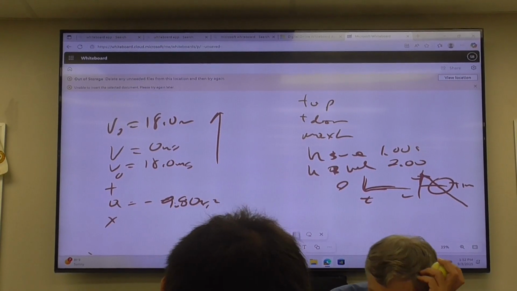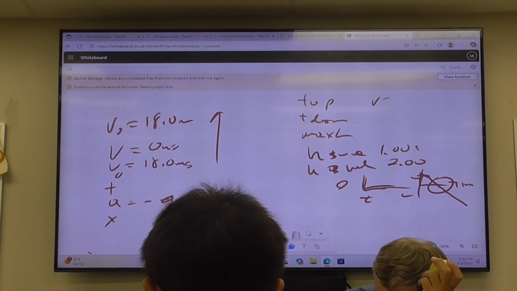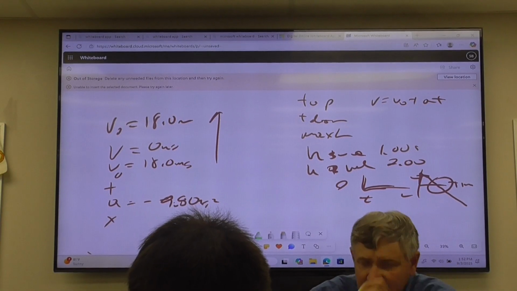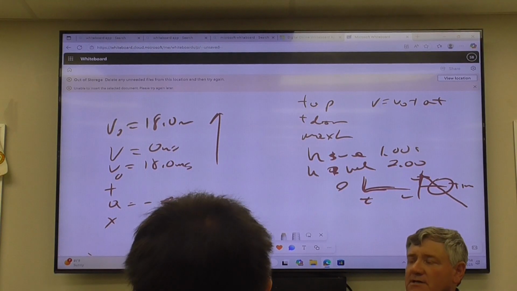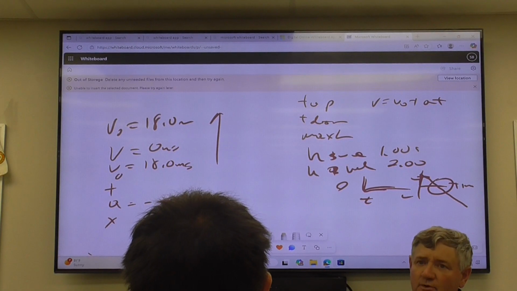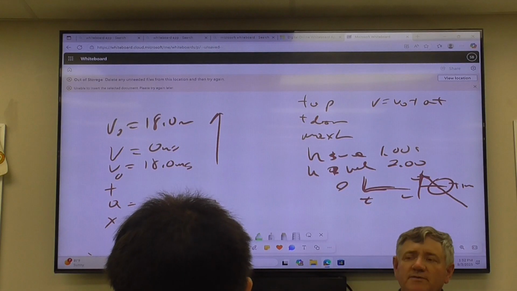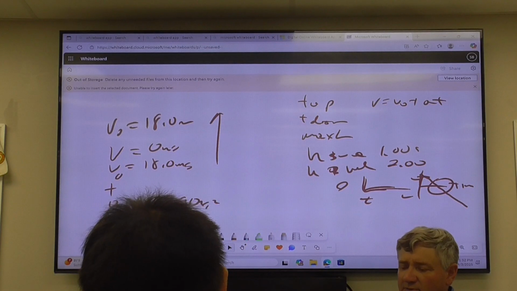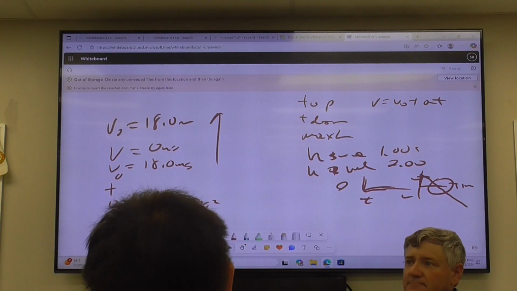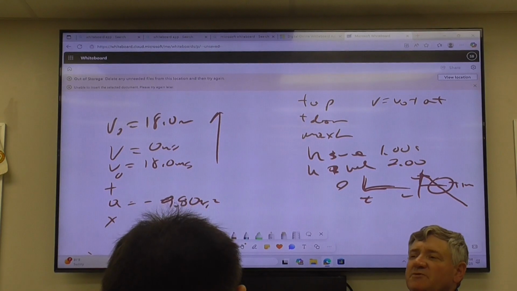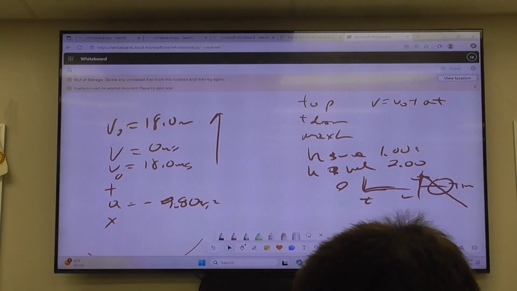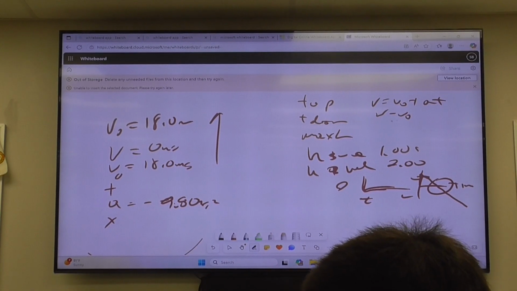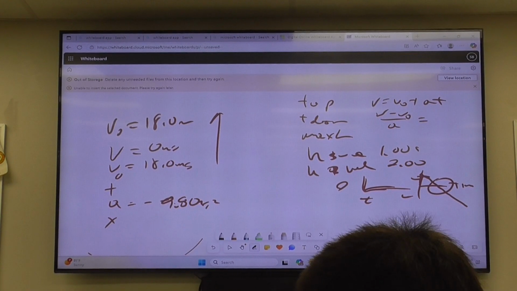First equation. First equation is V equals V naught plus AT. What do I not know? Time. Solve the equation for time. Cindy Woodard, what does that equation look like solved for time? V minus V naught over A. Beautiful. So V minus V naught over A equals my time.